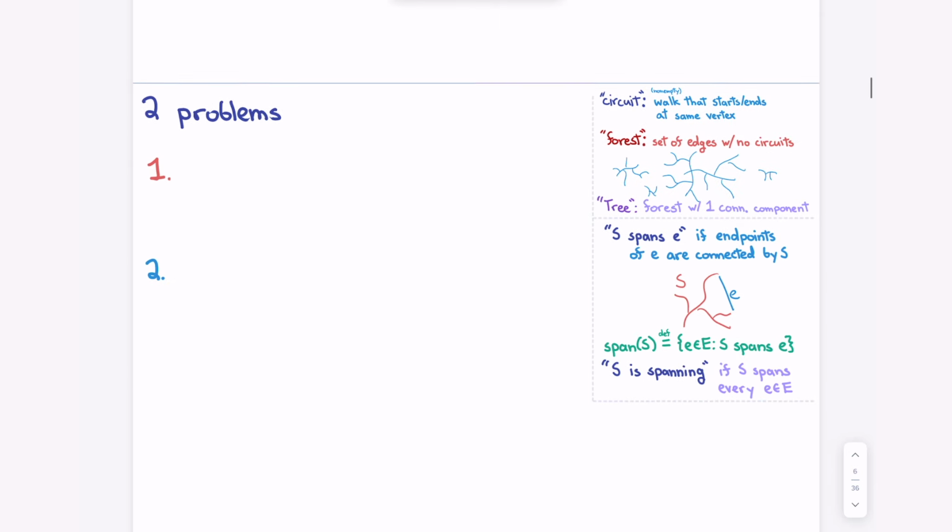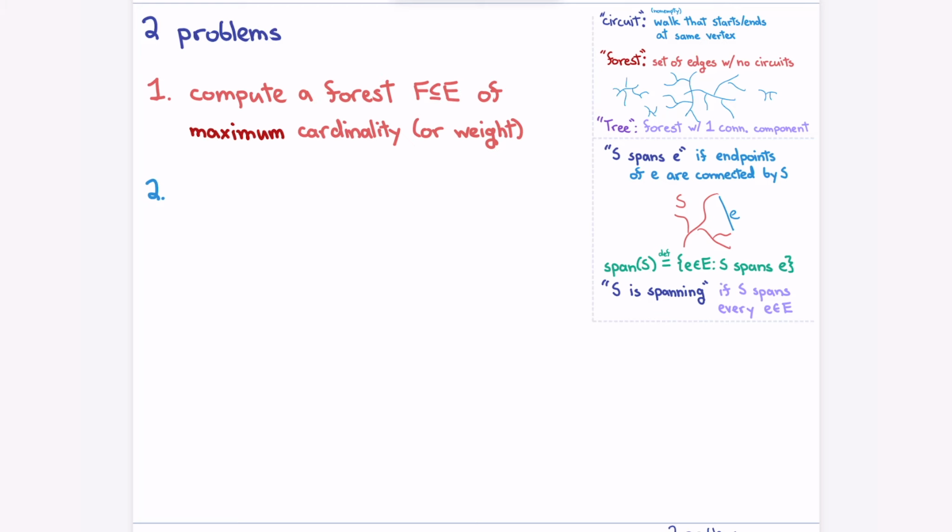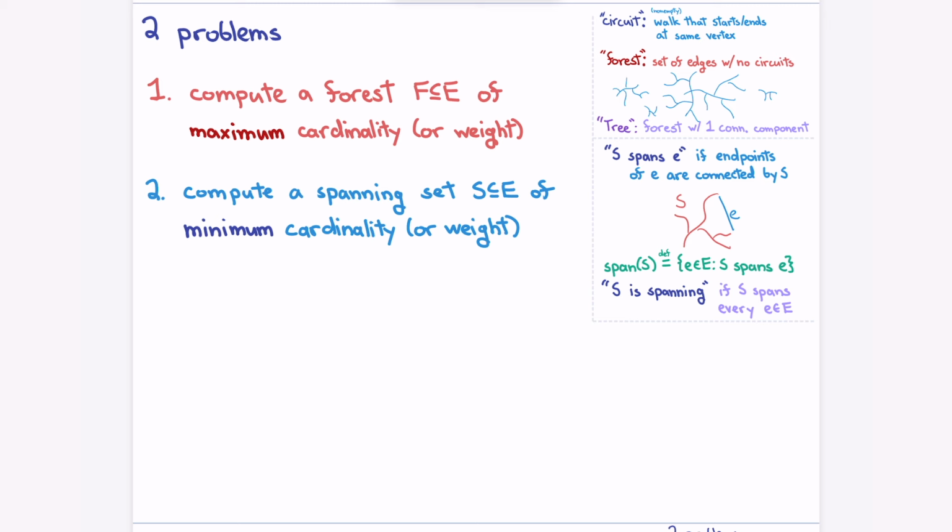Good. So we're going to look at two problems, not just one. One is how do we get a forest of maximum cardinality or weight. The other is how do I get a spanning set of minimum cardinality. They're like packing and covering. For a forest, you're trying to take as much as possible without creating any circuits or cycles, any redundancy. Spanning is a covering requirement: you want to make sure you're connecting everything in the graph, so taking all the edges is fine, but you want to get as small as possible.